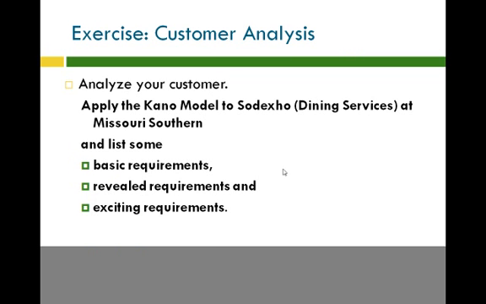Let's do an exercise where you apply the Kano model to the dining services at the university that you're attending. For example, Sodexo at Missouri Southern. I want you to think about it. I want you to list some basic requirements, some revealed requirements, and some exciting requirements. And then in the next section, in section 3.3, we'll give you some examples of that.